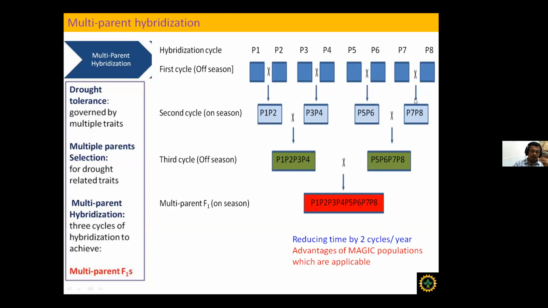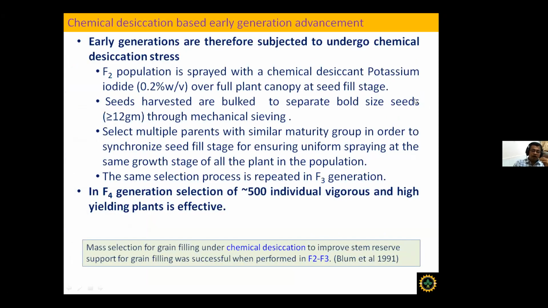So these multi-parent F1s are then advanced, as I already discussed, with chemical desiccation as the early generation advancement. Early generations are therefore subjected to chemical desiccation stress. The F2 population is sprayed with the chemical desiccant potassium iodide over the full canopy at seed fill stage, and the seeds harvested are pearled to separate bold size, that is maybe more than 12 grams, through mechanical sieving.